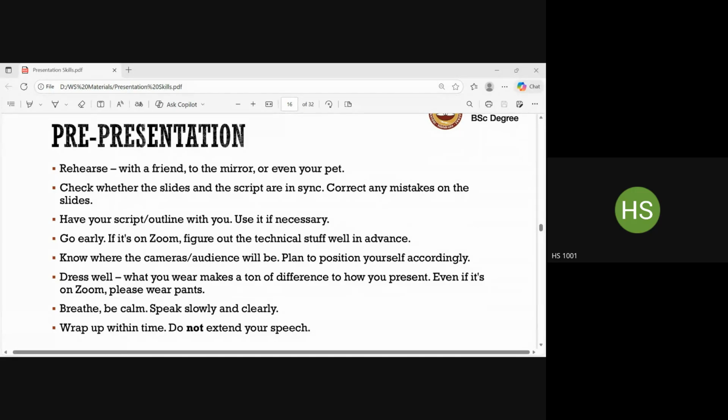And lastly, do not exceed the time limit that is given to you. Do not extend your speech. Your audience might be very, very patient. They might be listening to you with a great deal of attention. However, it is up to you to not test the patience of that audience by going beyond your allotted time frame. So, in the interest of propriety, make sure that you're sticking to the time that is given to you.